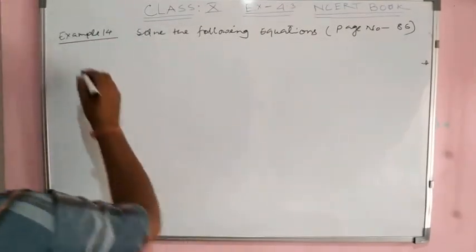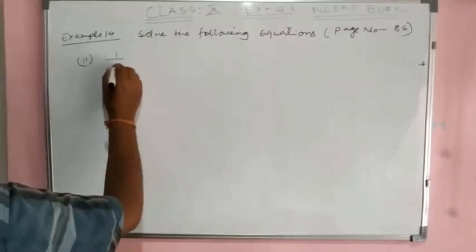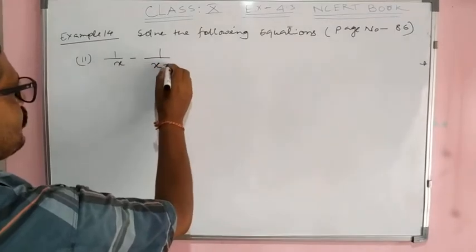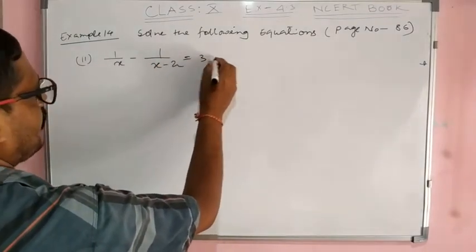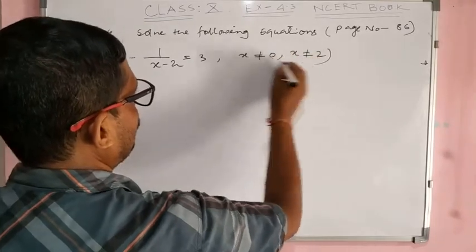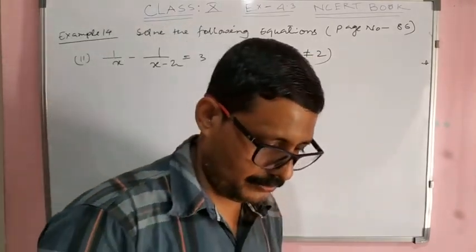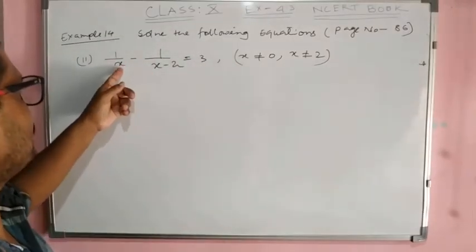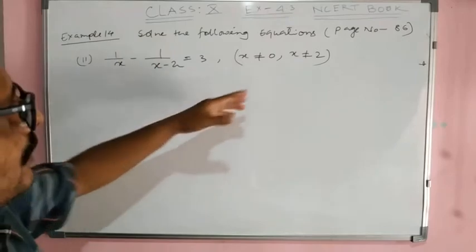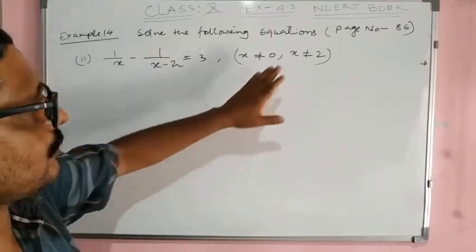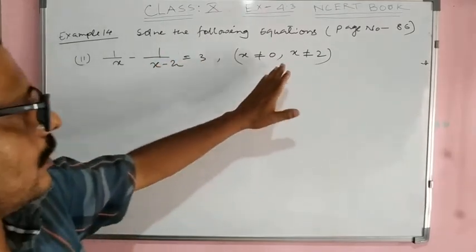Now question number 2, example 2. 1 by x minus 1 by x minus 2 equal to 3. Here x cannot be 0 and x cannot be 2. The value of x cannot be 0, because 1 by 0 is infinite, not possible. If it becomes 2, then x minus 2 is 0, that is also not possible. So the value of x in this equation will not be 0 or 2.